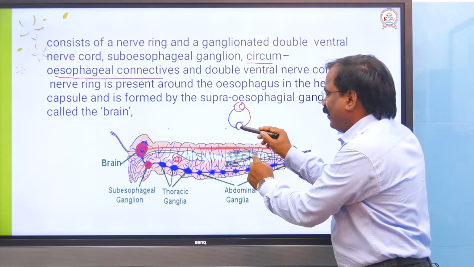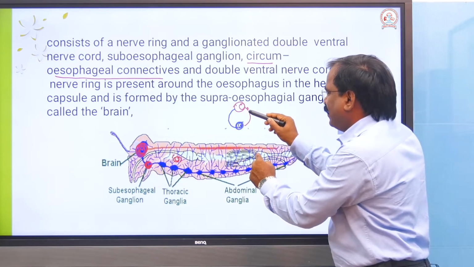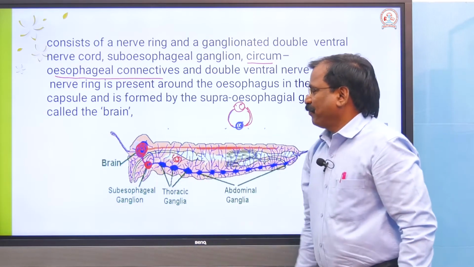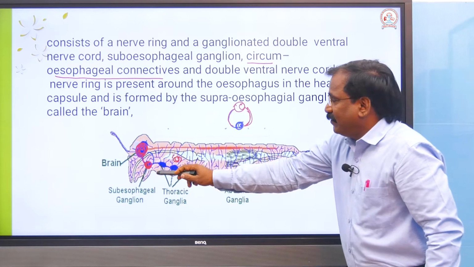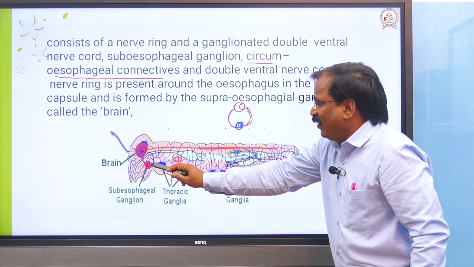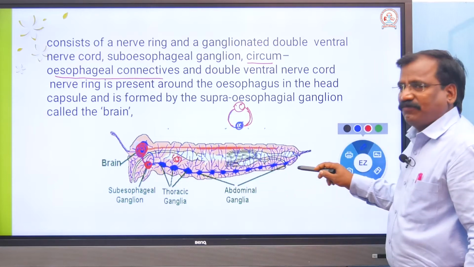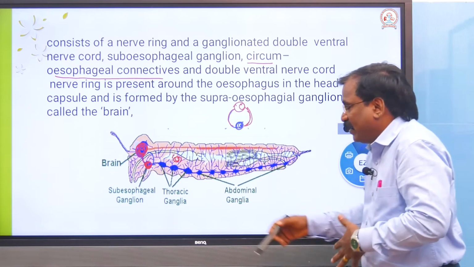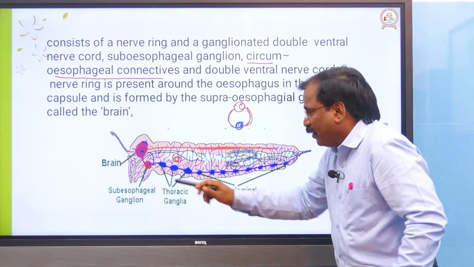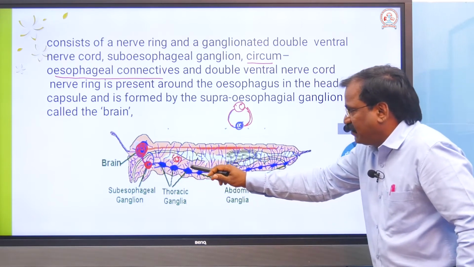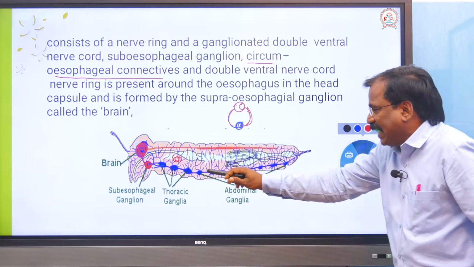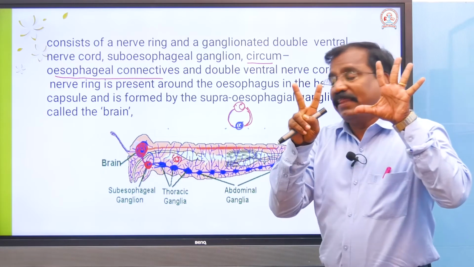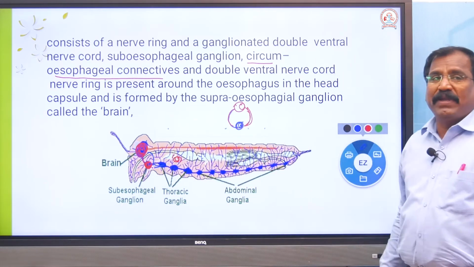This is the brain, this is the subesophageal ganglion, and these are the circumesophageal connectives. From the subesophageal ganglion, the double ventral nerve cord arises. For us the nerve cord is dorsal, but here it is on the ventral side, the abdomen side. The double ventral nerve cord runs up to the seventh abdominal segment.